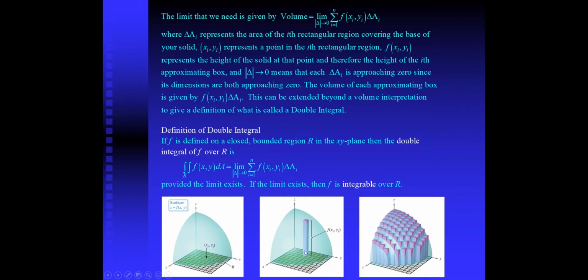You can't have one of these rectangles remain with positive dimensions. Even if all the rest of them are approaching infinity in number, you've got to have every one of them having a base approaching 0 by 0.